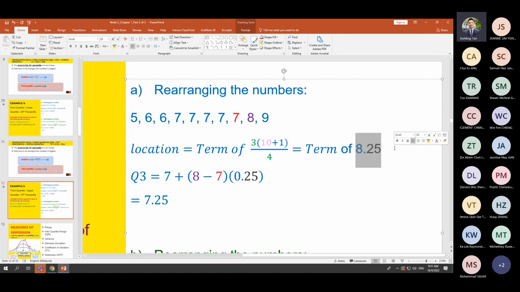The location of the third quartile is closer to term 8 than term 9.